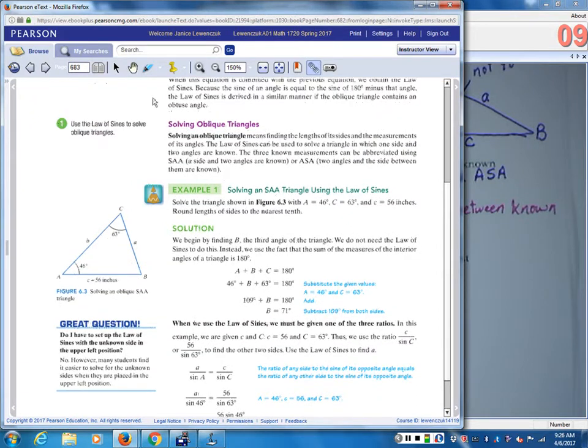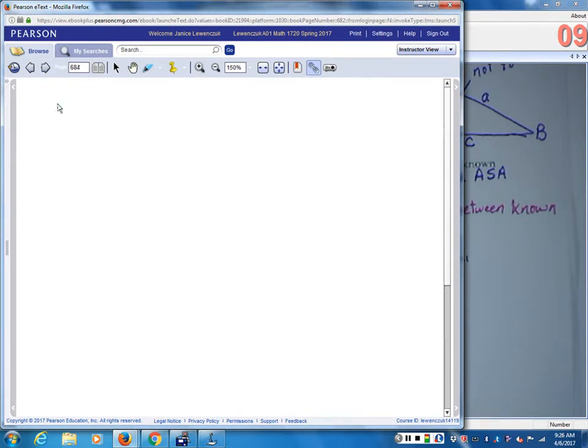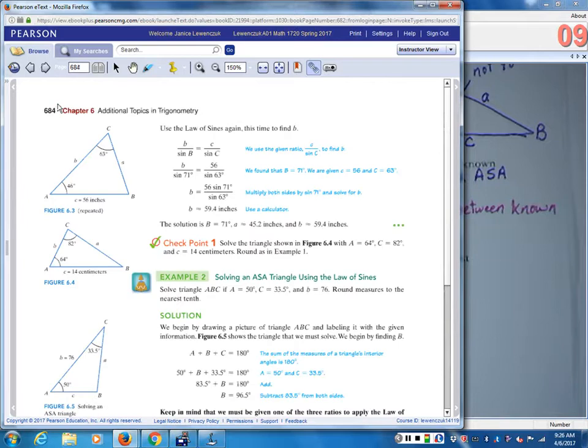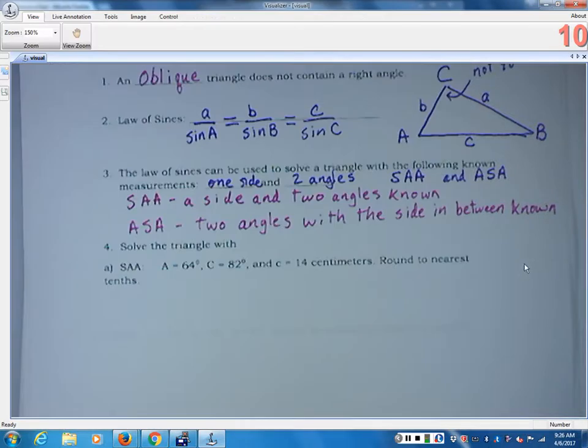Okay, and then the next page, so you must be given one of the three ratios to use this. And then we're going to work this checkpoint 1. That's what's on our note. So these checkpoints are in the book and they have the answers in the back. But it's just a good way to learn to make sure you understand the material. But we're actually going to solve that checkpoint.